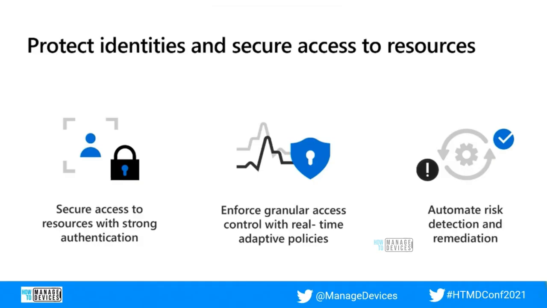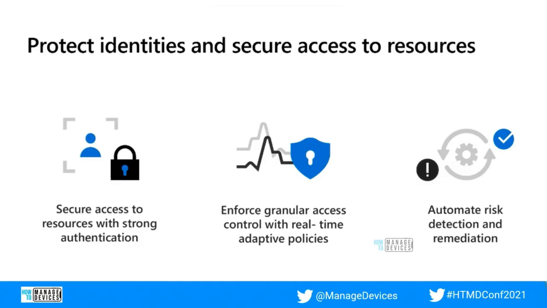Okay. Now let's say I've taken care of the front door. So what next? Let's say the user comes in. What happens? Should I have controls over what he's trying to do, what kind of information he's trying to access, and from where he's trying to access it? For that comes the second pillar: how can you enforce granular access control with real-time adaptive policies?